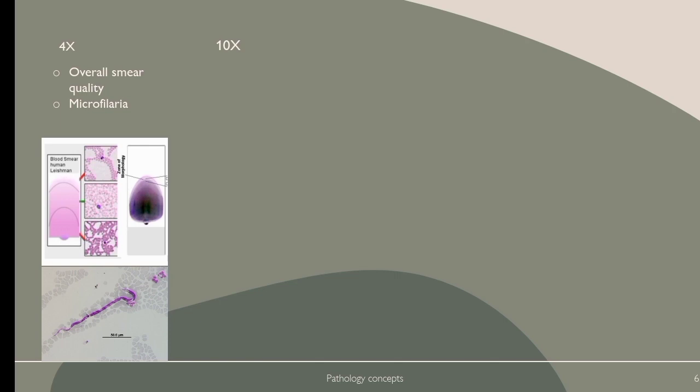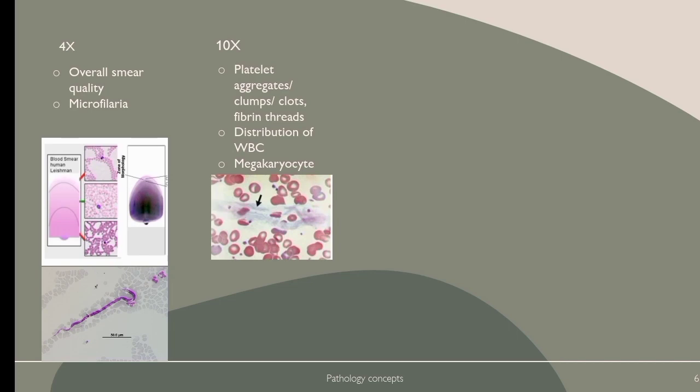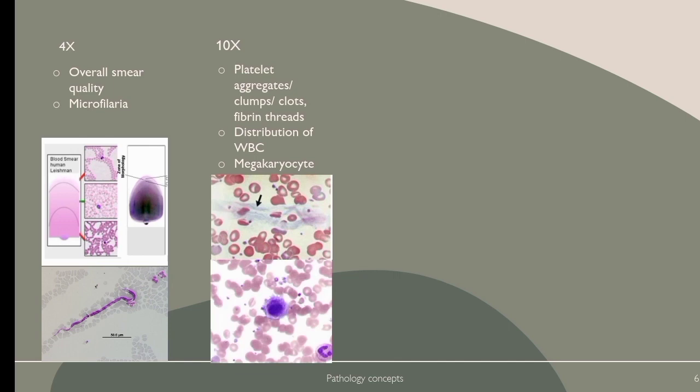Now change the lens to 10x, also known as the low power view. In this view, you can identify platelet aggregates or clumps, clots, or fibrin threads on the tail and pre-tail regions. One can observe the WBC distribution in the smear, whether they are well dispersed or clumped together at one place. You can identify megakaryocytes as well. Megakaryocytes are usually not seen in the peripheral smear, but due to stress or other conditions, you can identify them on the smear.